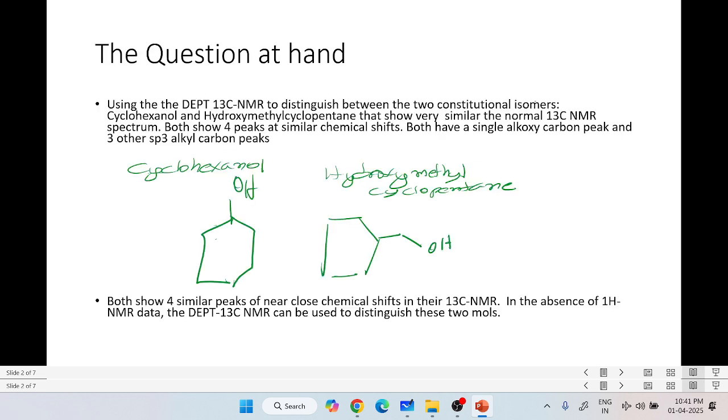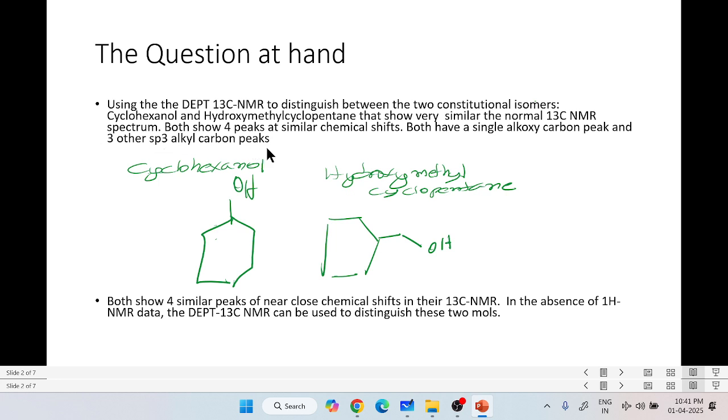Now why do we want to use this DEPT technique? Because a normal 13C NMR is unable to distinguish between these two constitutional isomers. Why is that? Both show 4 peaks at similar chemical shifts. Both have a single alkoxy carbon peak and 3 other sp3 alkyl carbon peaks.